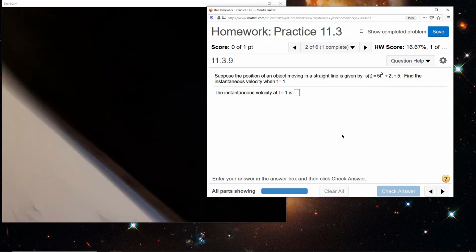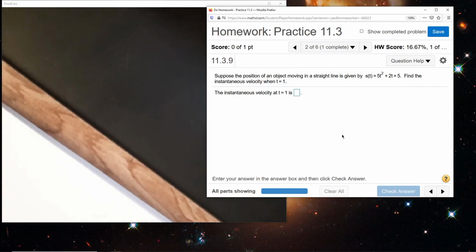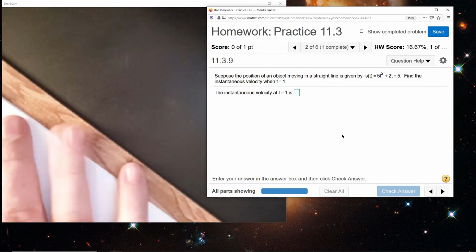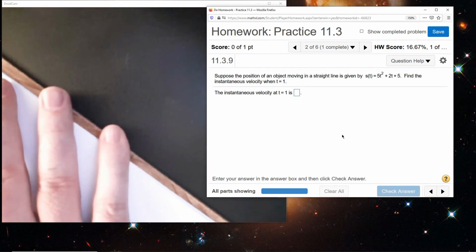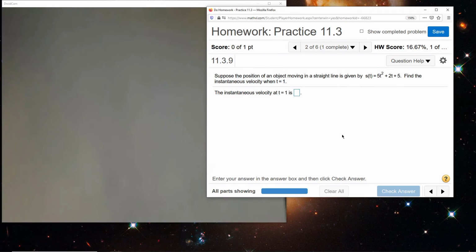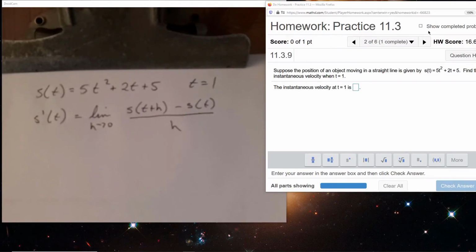So let's check out the next one. We've got another position function they're giving us, and they're asking for the velocity. So that again means taking the derivative with this new limit that we've learned about. And I'm just going to pause this a moment to write stuff down. All right, so now I got everything written down here. Got the function written down. We're interested in t equals 1. And then here's our derivative definition, this limit.